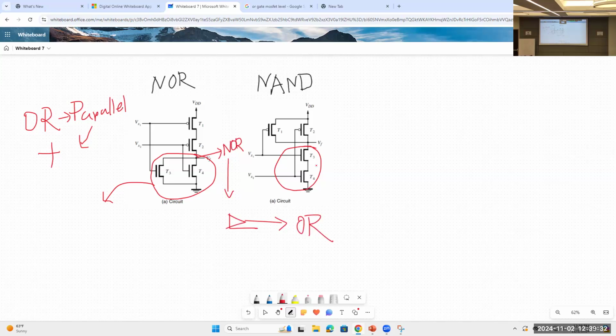And for NAND, as you can see, the NMOSes are connected in series, right? So series connection is related to AND operation, and this is also related.